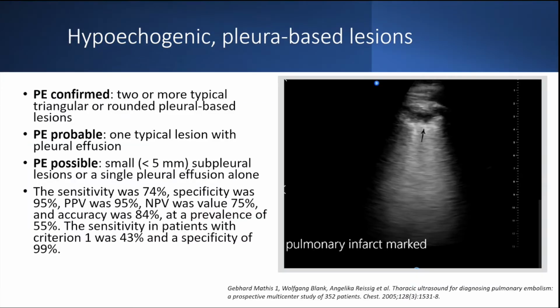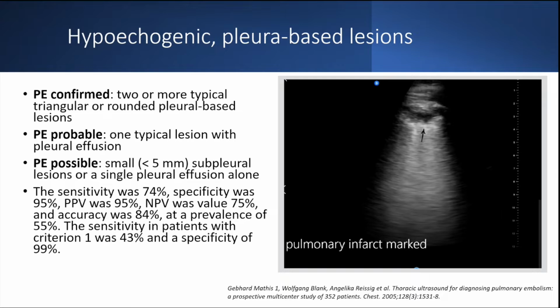And here we can see the picture. We can see the subpleural hypoechogenic lesion here. In a correct clinical setting, it can represent lung infarct.